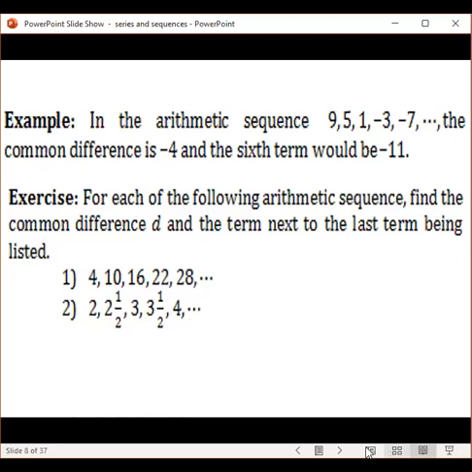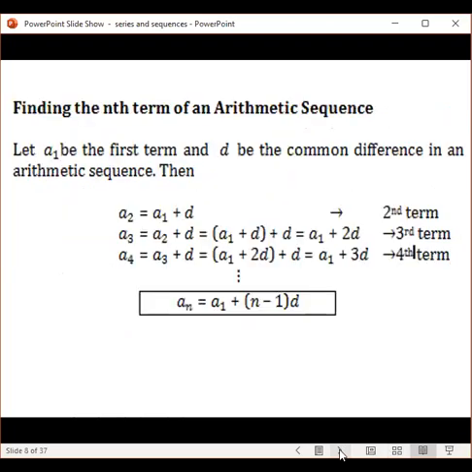Okay, very good. Now, to find the nth term in the arithmetic sequence, we will be using this formula. a sub n is equal to a sub 1 plus the quantity of n minus 1 times d. So a sub n is the nth term in the arithmetic sequence, and you may get the fifth term, the 100th term, the 50th term, and so on. a sub 1 is the first term in the sequence. n is the number or the position in the sequence. And d is the common difference.